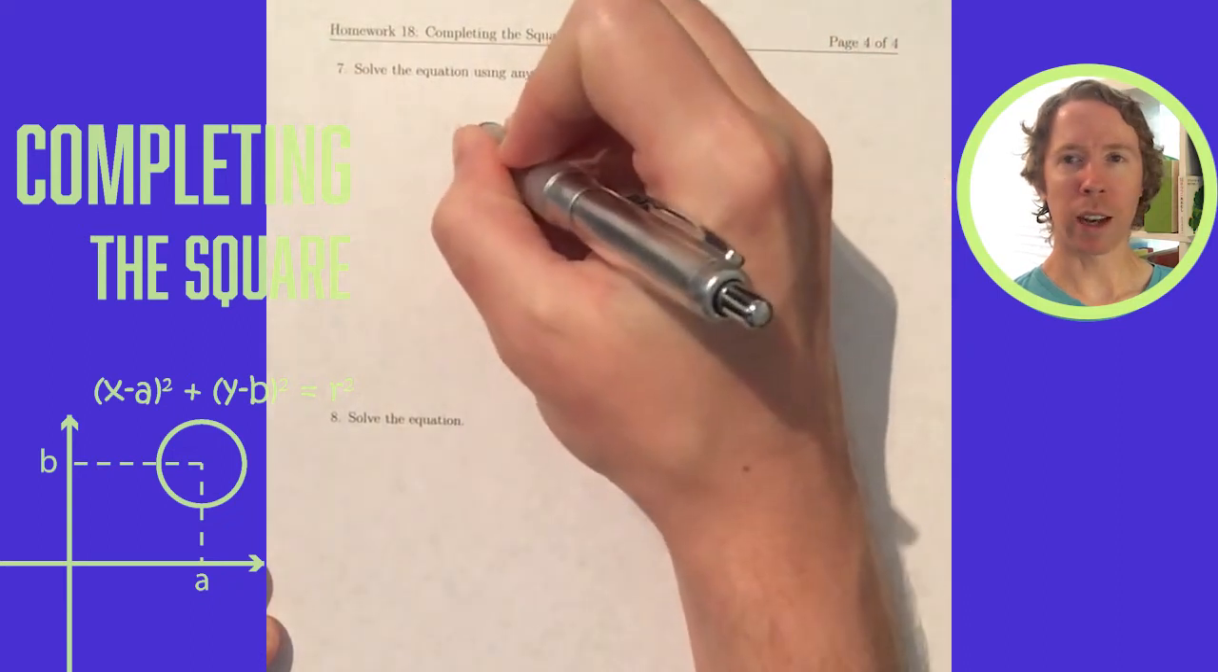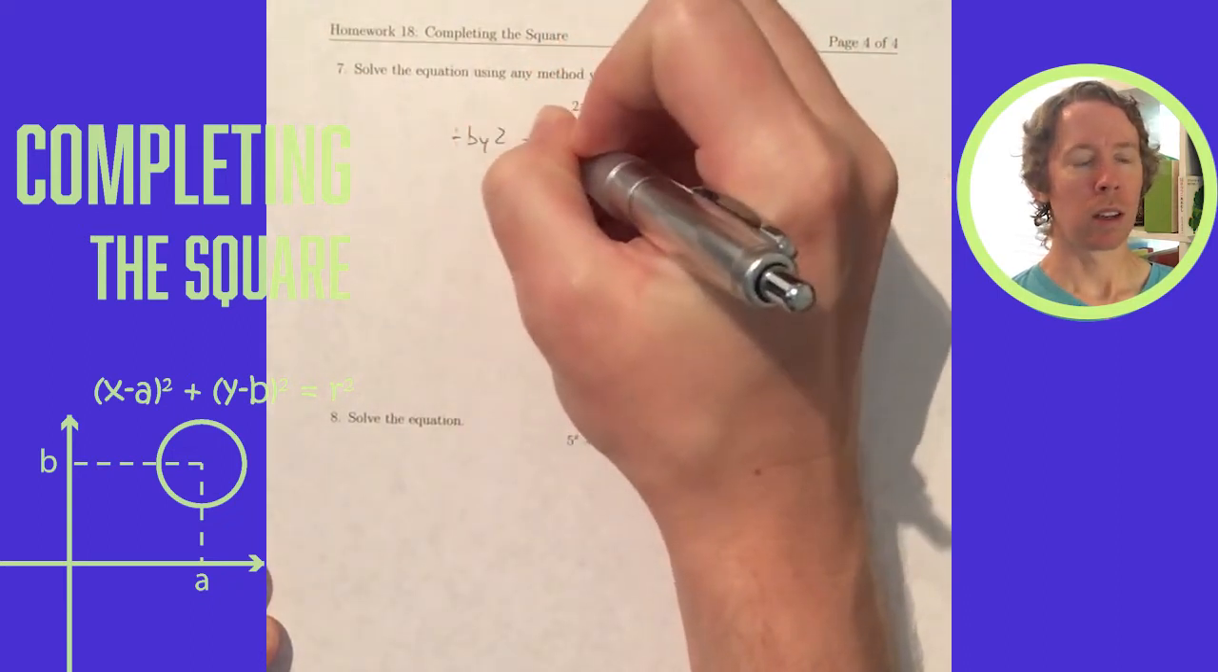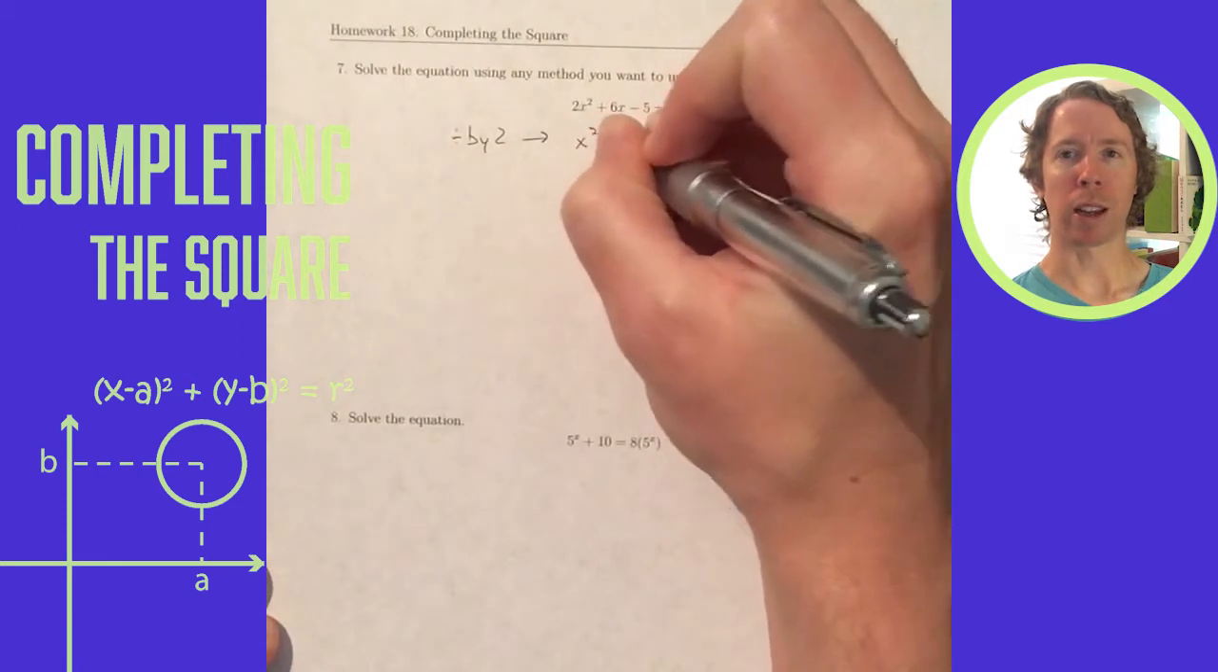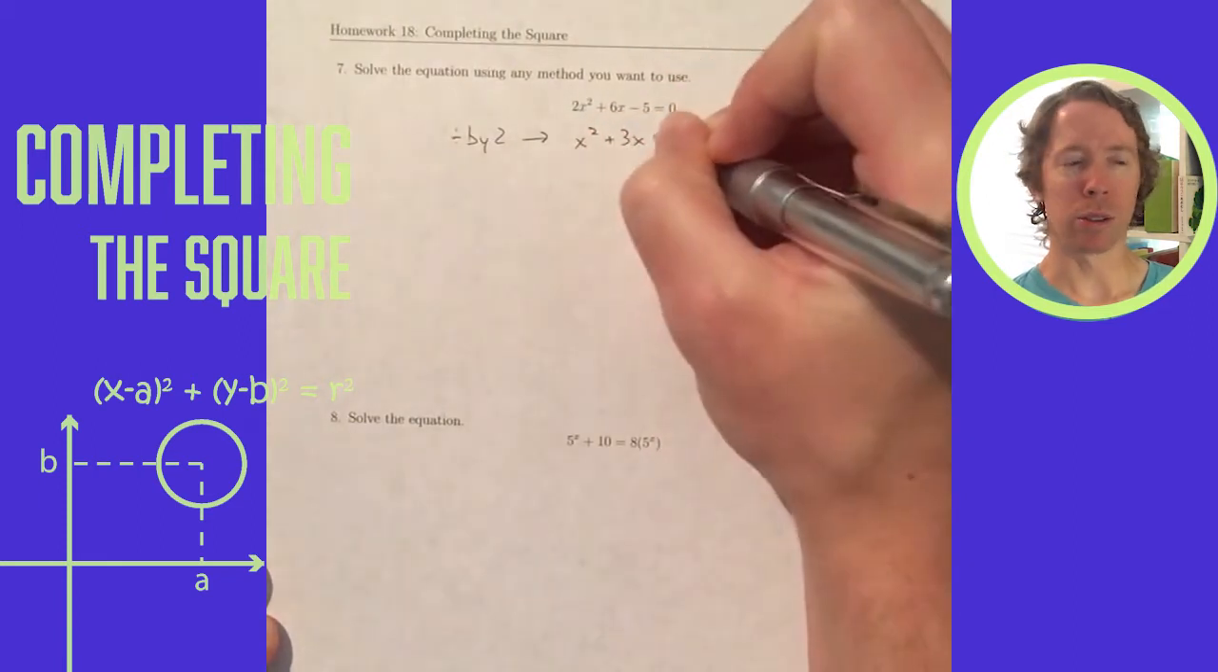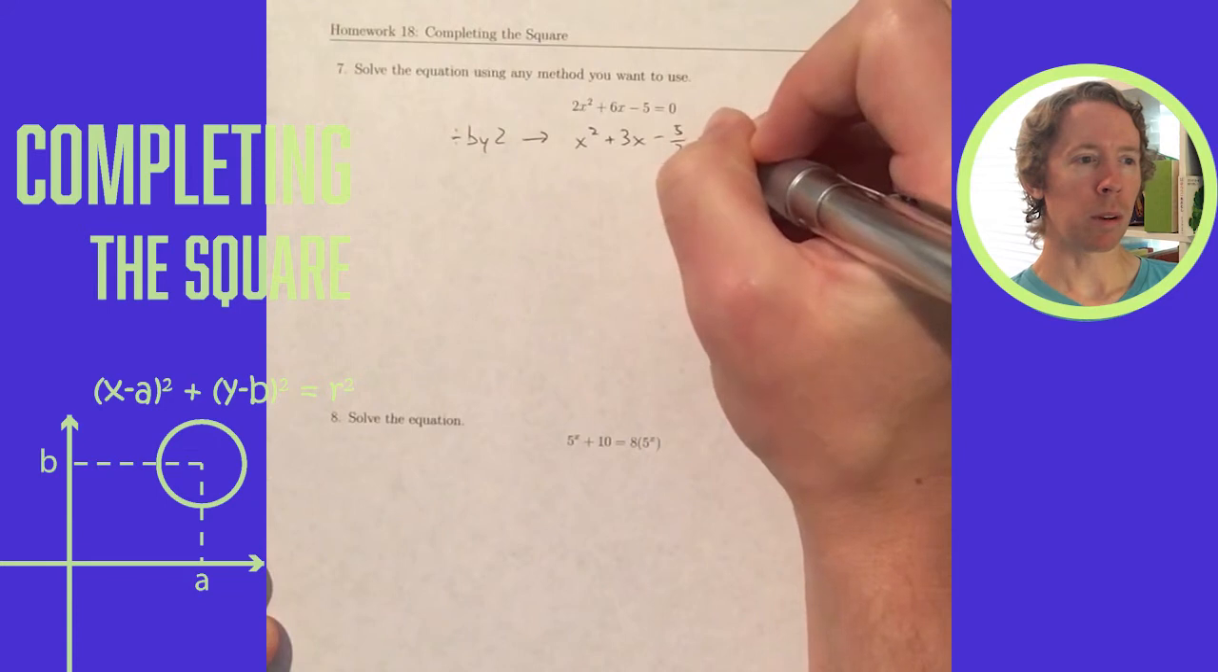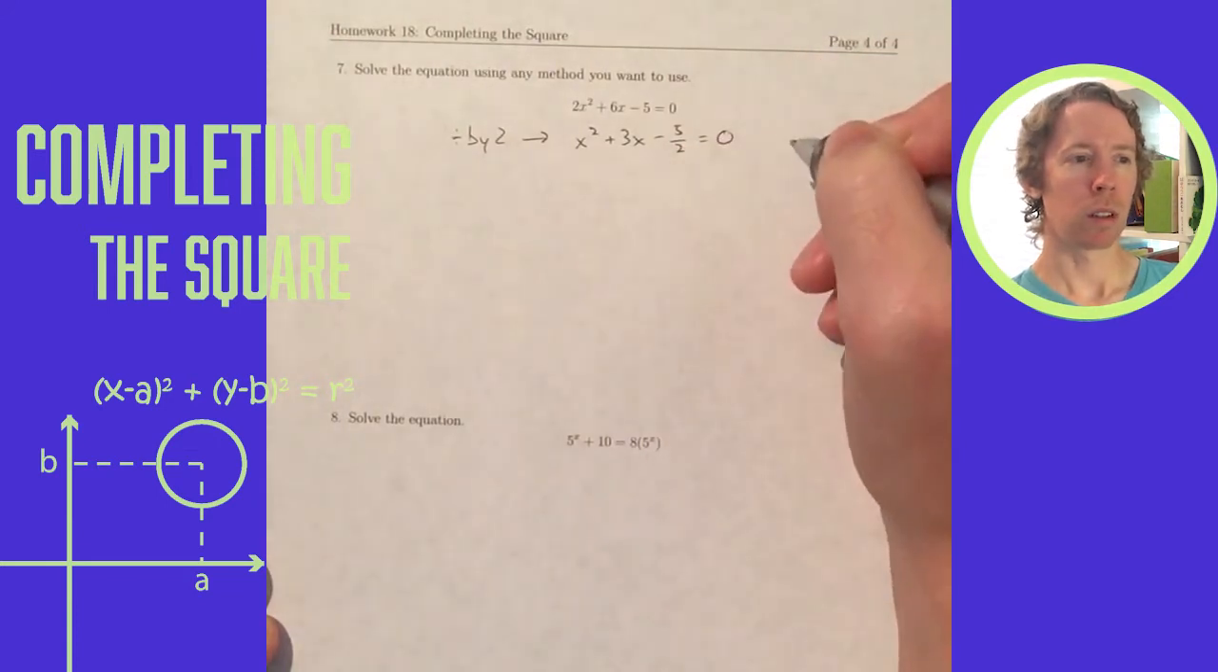We can solve this quadratic equation using any method we want. I'm going to go ahead and do it using the quadratic algorithm. That's my favorite way to do this. So I'm going to divide everything by 2 first.